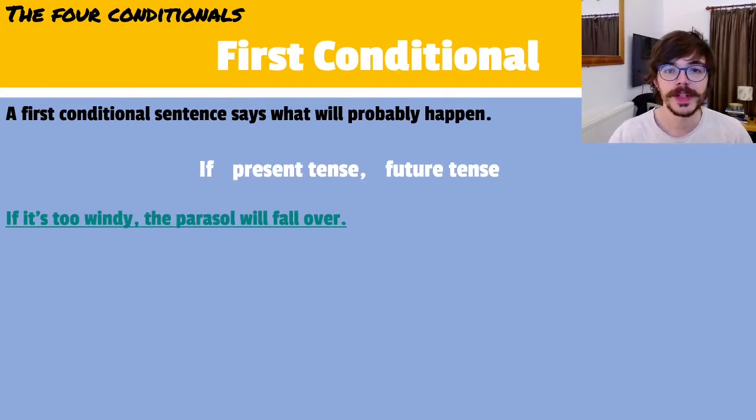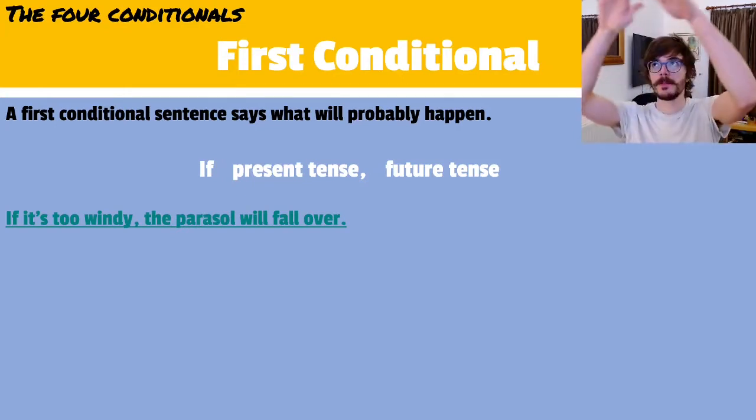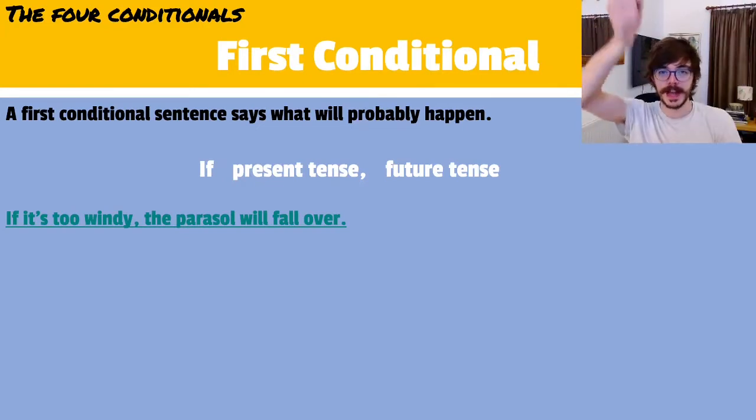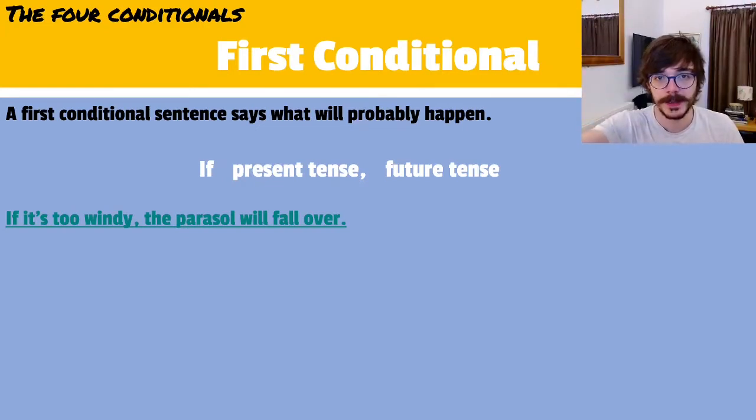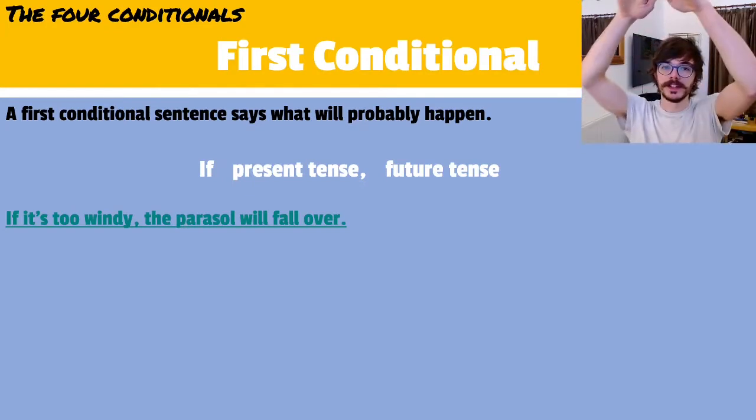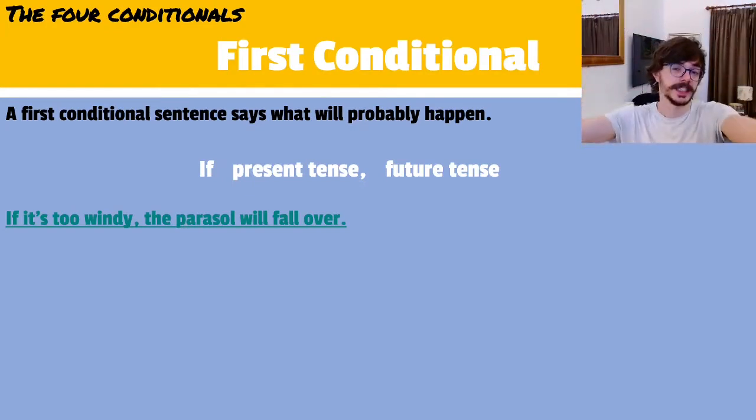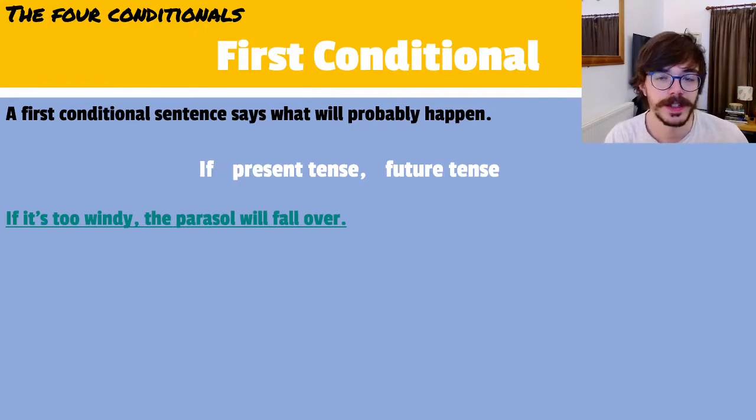Now, parasol is the word for this big umbrella that we put in a table outside. We put it in the center of the table to protect us from the sun on a really sunny day. So that's a parasol. So if it's too windy, what will happen? The parasol will fall over.